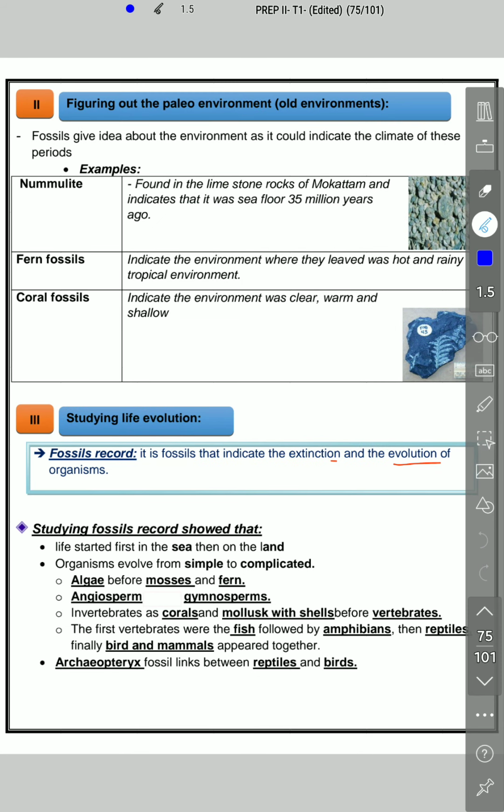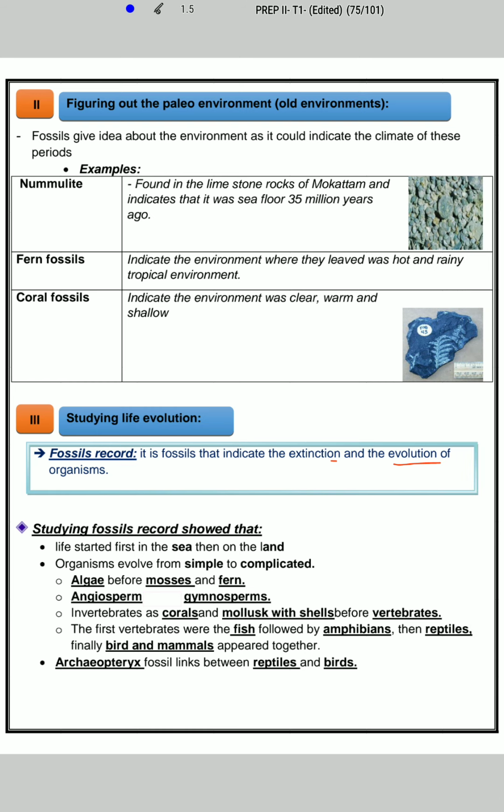Number two, figuring out the paleo environments, or figuring out the old environments. Actually, we can conclude the shape and the properties of old environments by knowing the fossils existing in them. For example, if you found a nummulite fossil in a place, it indicates that this area was a seafloor 35 million years ago, like the rocks of Mu'attam Mountain.